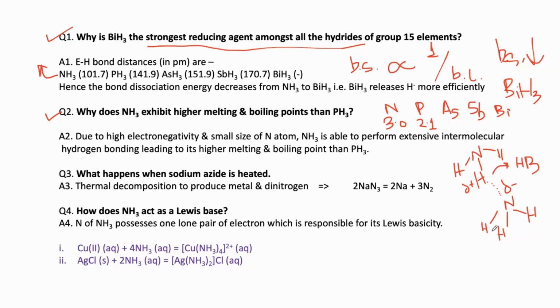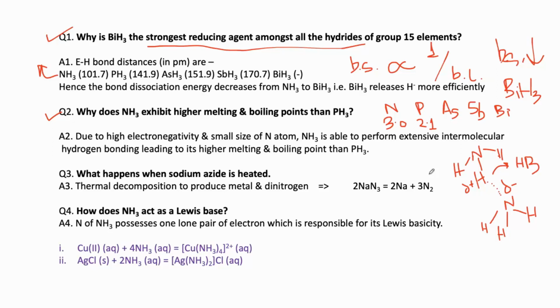So millions and trillions of NH3 molecules can come into closer proximity and form this intermolecular hydrogen bonding network among themselves. That's why, to break these bonds and to melt or boil NH3, a greater amount of energy is required. That's why the NH3 molecule has a high boiling point.